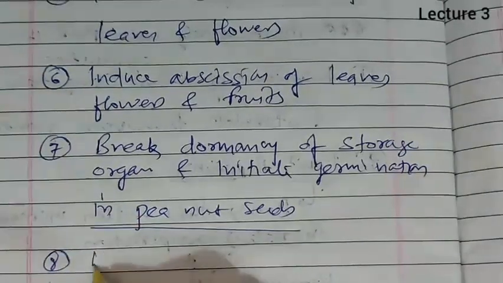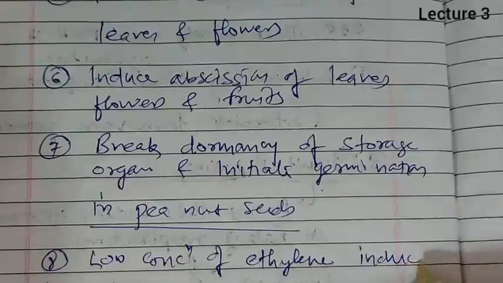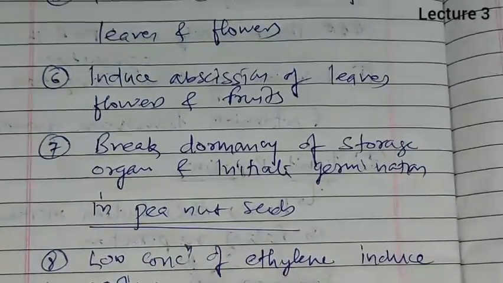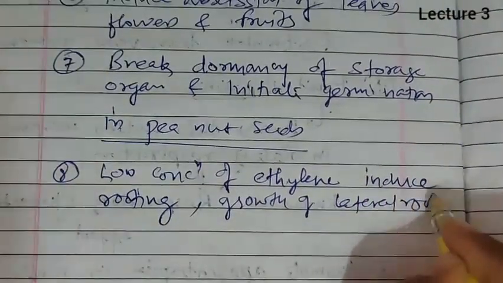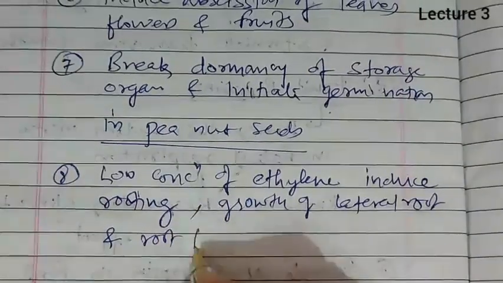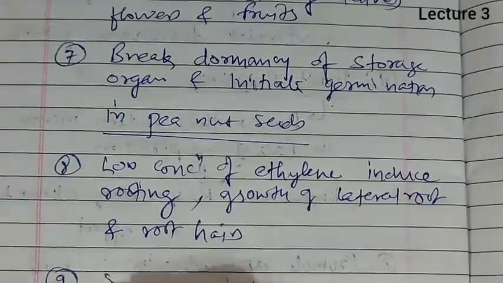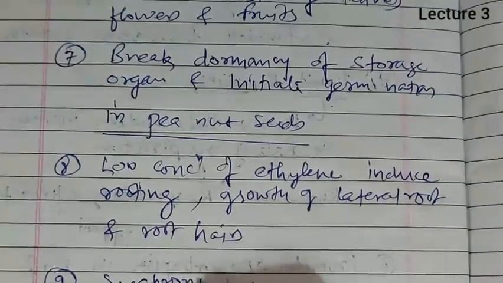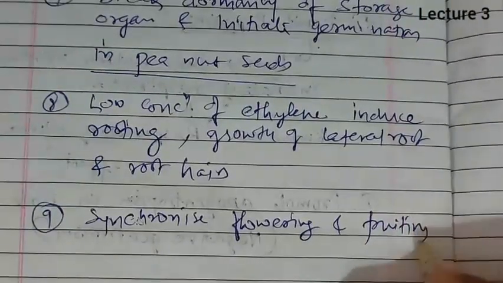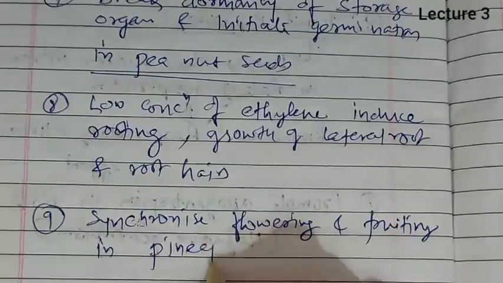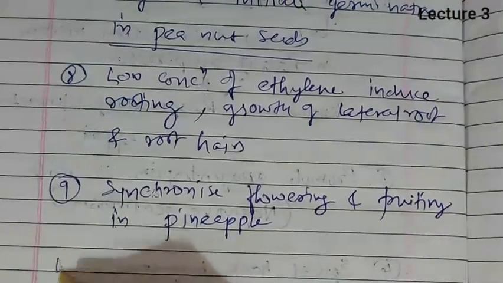Next, low concentration of ethylene induces rooting, growth of lateral roots and root hairs. Next to that, it initiates flowering. It synchronizes flowering and fruiting in pineapple. Means flowering will be accomplished and further it will be followed by fruiting that can be synchronized by the flowering.